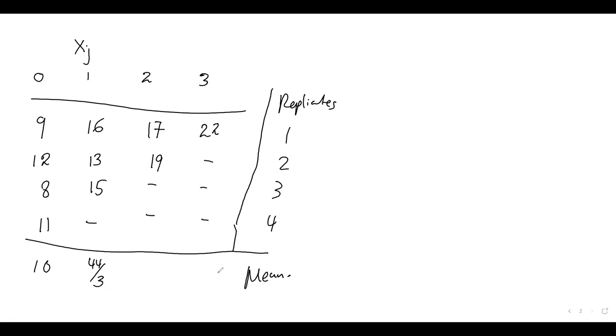Just check my computations, okay? Please do this alone and check my computations. How do you do this? 17 plus 19 divided by 2. 36 divided by 2 is 18. Here, 22 divided by 1. It's just 22. And so these are the means.